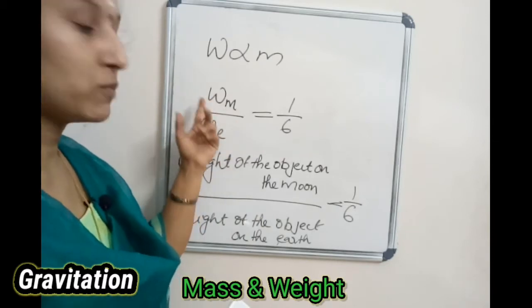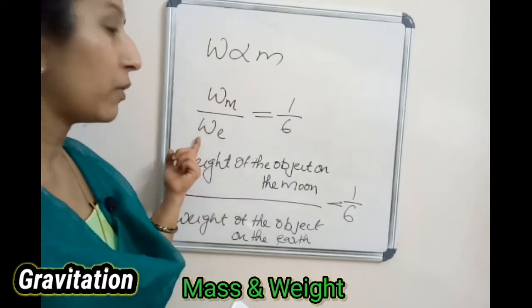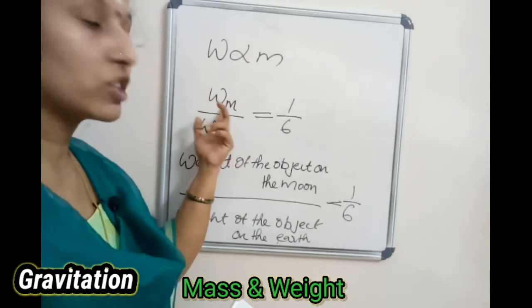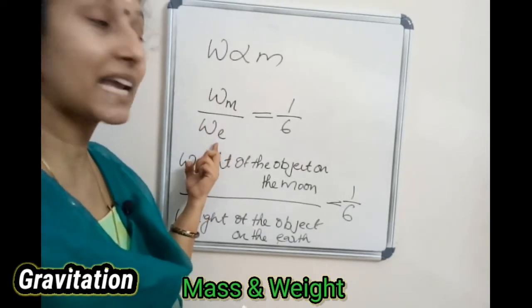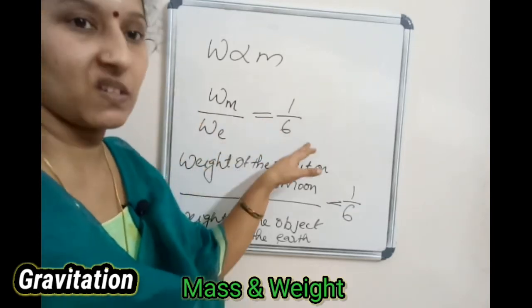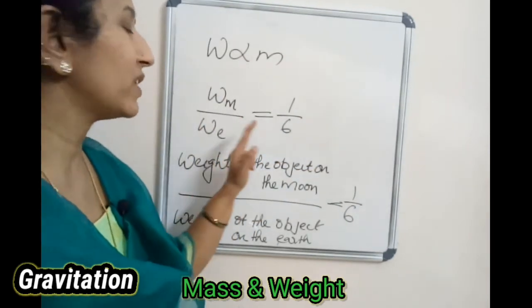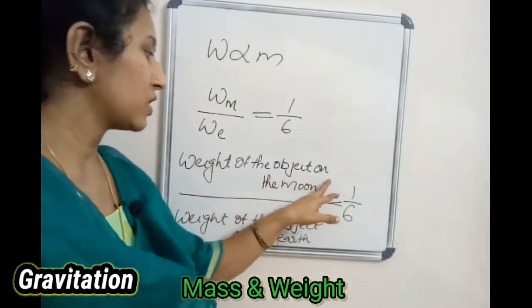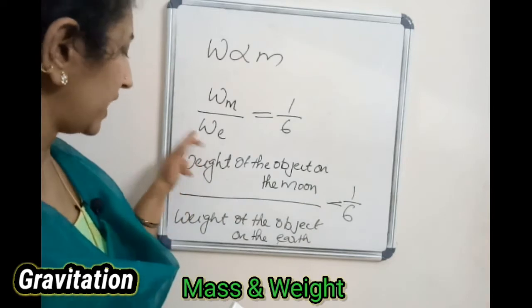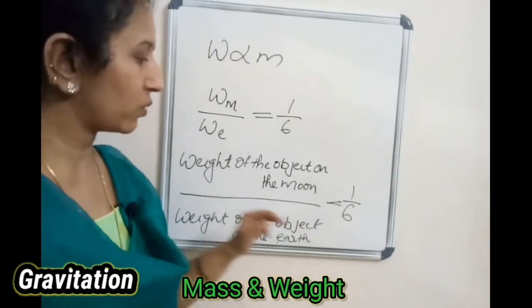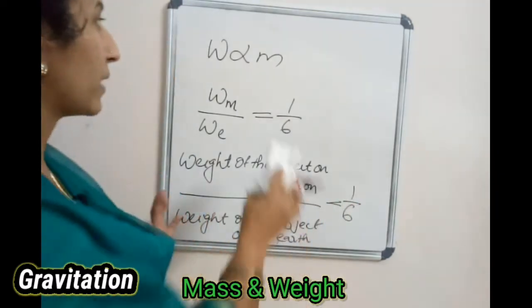Wm is the weight of the object on the moon, and We is the weight of the object on the earth. So how are they connected? Wm by We equal to 1 by 6. What is Wm? Weight of the object on the moon. And We, weight of the object on the earth. The ratio is 1 by 6.